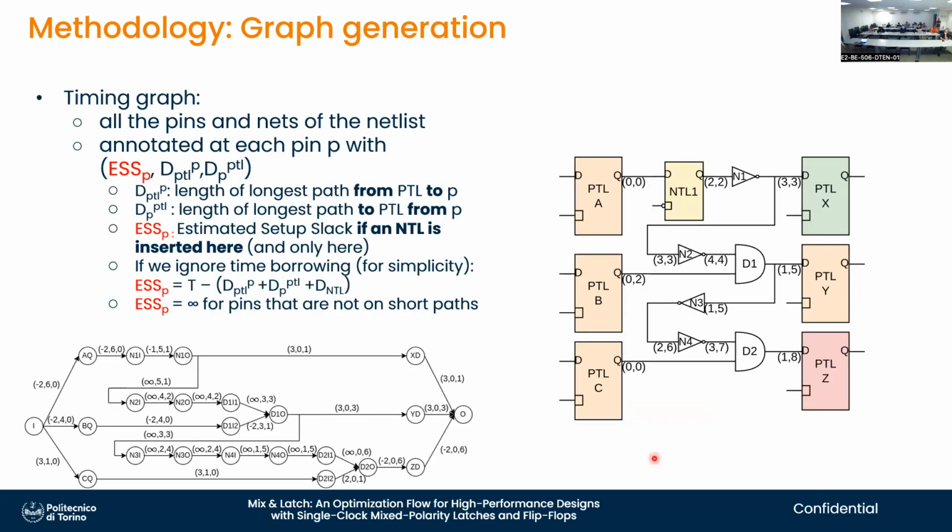So during this process, we use two graphs. One is a timing graph that represents every gate input, every gate output, every connection between gates, and which is annotated with three values. The first value is an estimation of what is the available slack time to complete the computation if we insert a negative latch in that position. And we want that slack to be always positive.